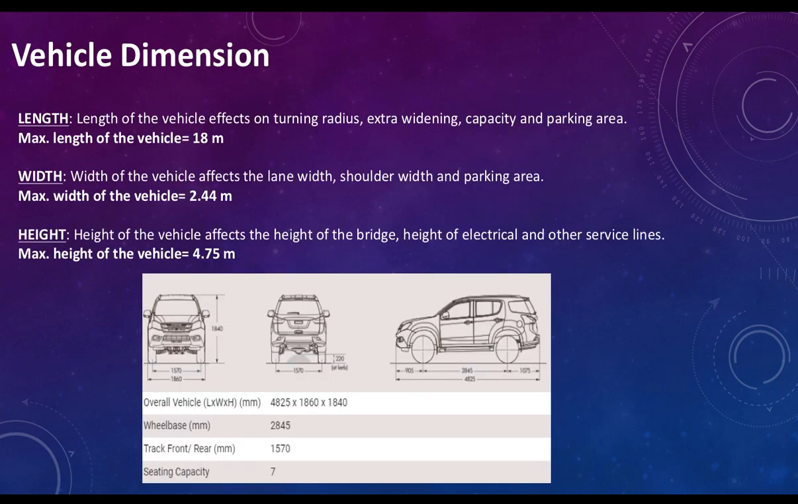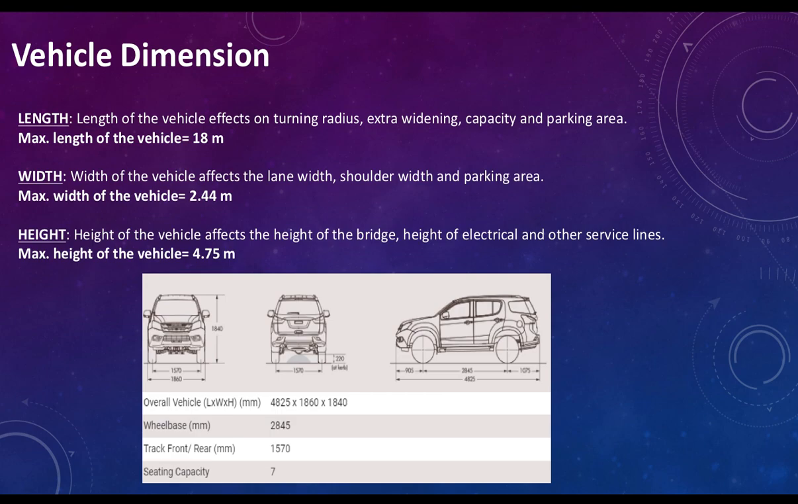So let's see these in details. Vehicle dimensions. We have length, width, height. Let's see these. Length of the vehicle affects the turning radius. Obviously, if the vehicle is very long, like trailers, they take a much bigger space to turn. Turning radius, extra widening, capacity, and parking area. Maximum length of the vehicle should be 80 meters.